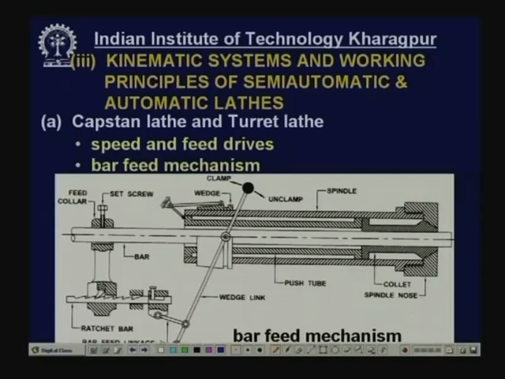Here, this is the kinematic system, which is very important for all machine tools, for design purpose and manufacturing. And the working principle will depend upon what kind of kinematic system you have adopted. Now, let us start with capstan lathe and turret lathe. As we have already seen, the configuration of capstan lathe and turret lathe, both semi-automatic lathes, are very similar.